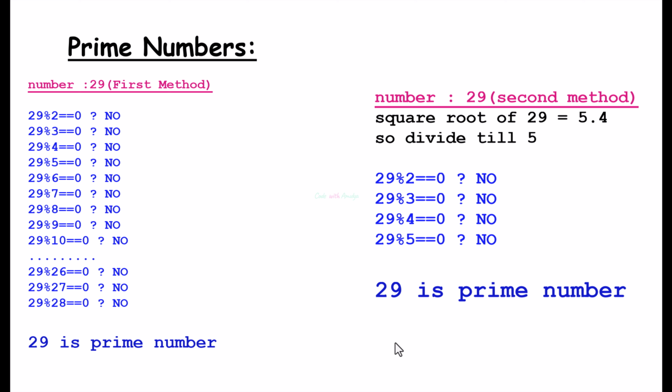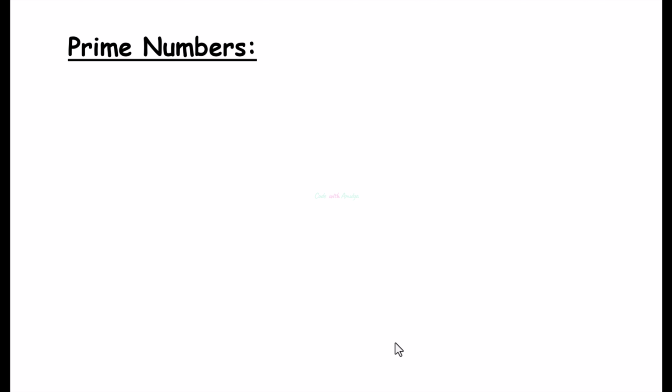Okay, so when we want to check whether a given number is a prime number or not, what we can do is divide that number starting from 2 till the square root of that number. If we didn't find any positive divisor of that number in that range, then that number is a prime number. So this is about prime numbers.